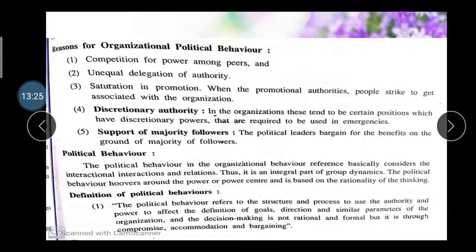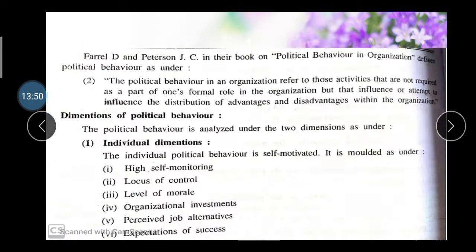First one, political behavior refers to the structure that processes the authority and the power to affect the definition of the goal, direction, and similar parameters of the organization, and the decision making is not rational. So this is not formal, but we can say it is one type of compromise, accommodation, and one type of bargaining activity that is done in this political behavior.